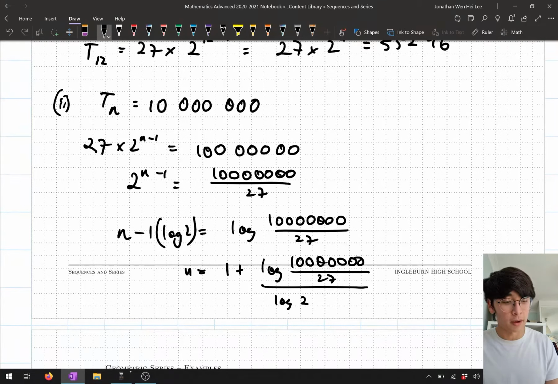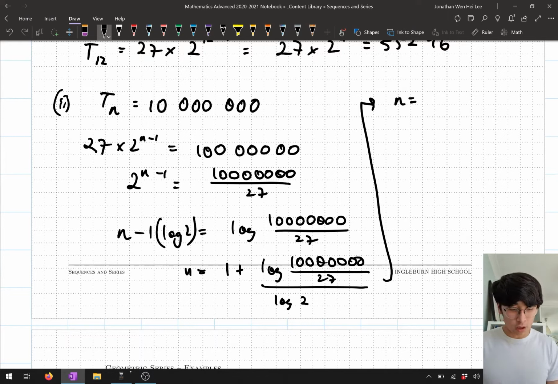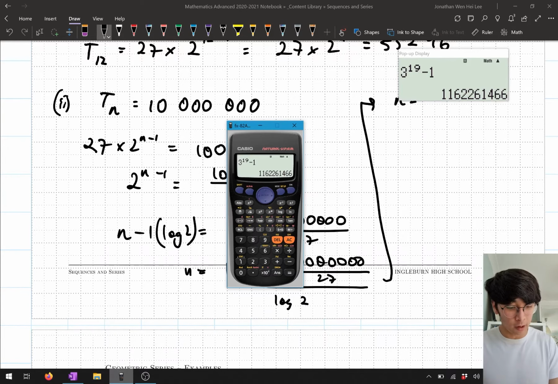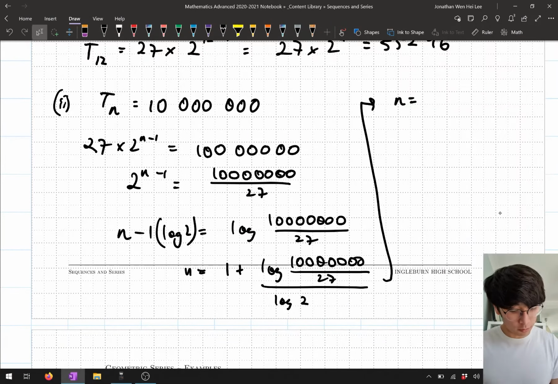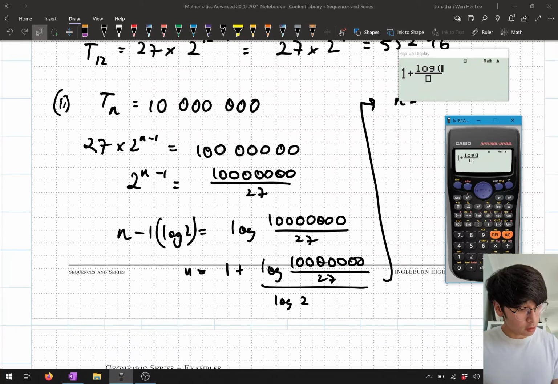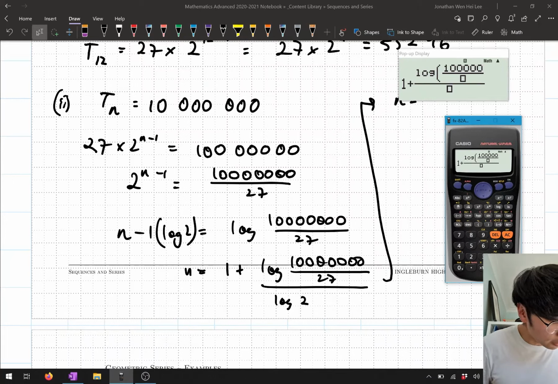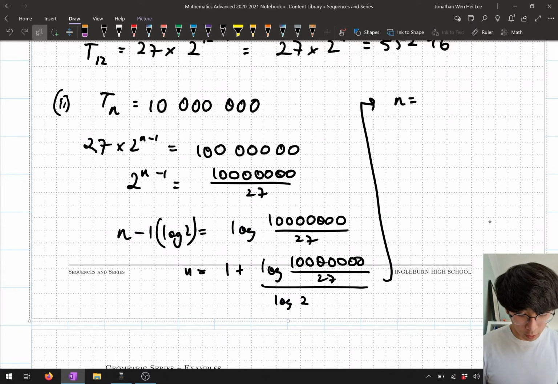And so I can chuck this in my calculator. I'm going to do this over here. When I chuck this in my calculator, I get 1 plus log of 10 million, so 1, 2, 3, 4, 5, 6, 7 zeros, over 27. Oh my gosh.